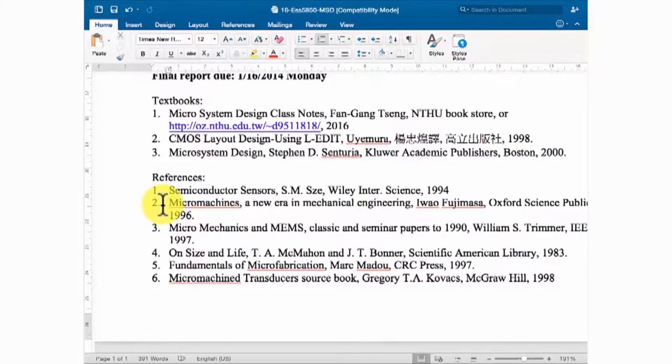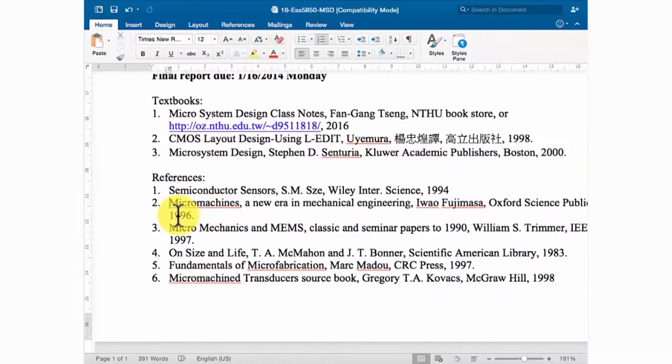The second one, Micro Machines, is actually like a history book. It gives you, in the introduction, how the micro machine field started and how this field evolved in the past 20 years. So if you want some information about the history, you can come to this book. And we also took some information from this book into our lecture notes. I will give some introduction today from this book.